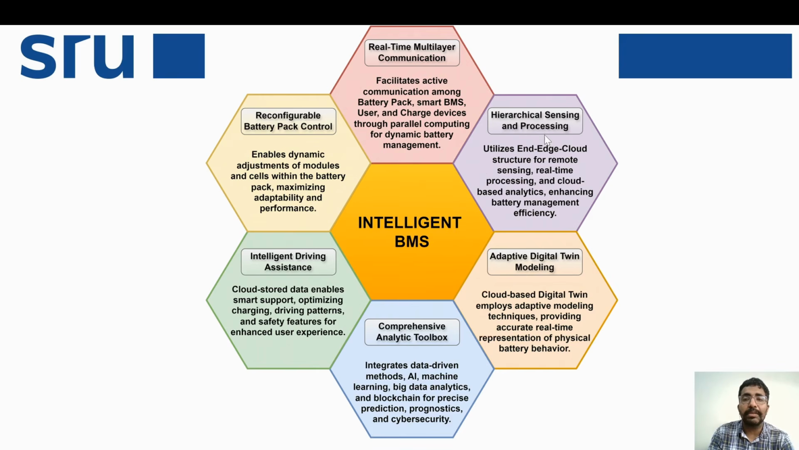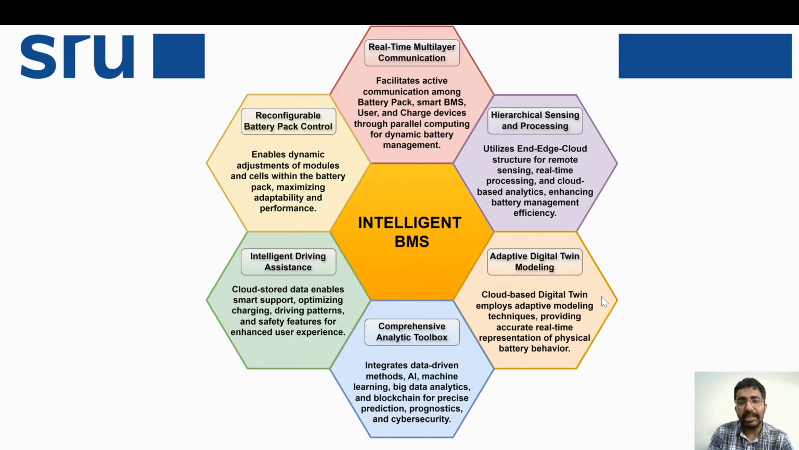So hierarchical processing is required. As already mentioned, modular design should be there and multiple layer processing can be there: edge, fog and cloud server. It utilizes an end-edge-cloud structure for remote sensing, real-time processing and cloud-based analytics, enhancing the battery management efficiency. This is also one of the important ones, coming under the communication and processing skills. Okay. Then adaptive digital twin modeling.